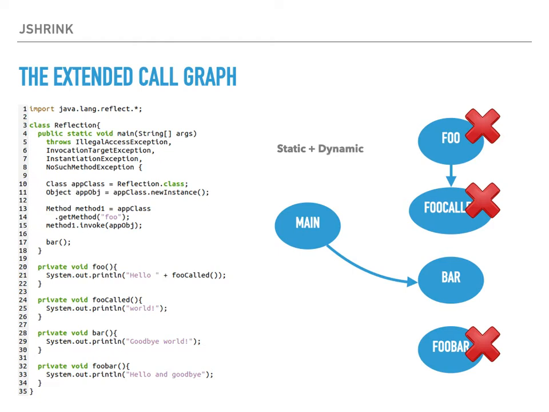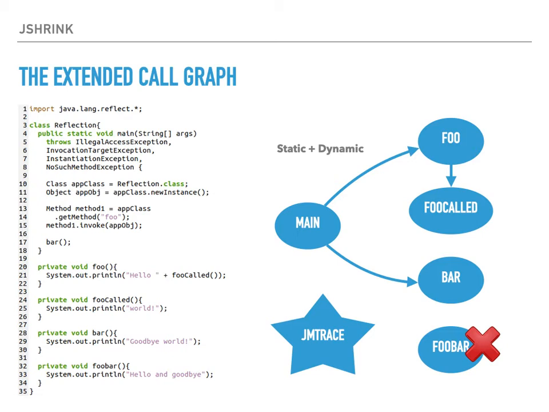Therefore, we introduce a dynamic component. We run the application and see which methods are called and extend our call graph accordingly. So we figure out that main does actually call foo, and that gives us a more complete call graph. And from this call graph, we know we have to keep foo and foo called within the program. Though, statically and dynamically, foo bar is never called, and therefore we can safely remove foo bar from the program.